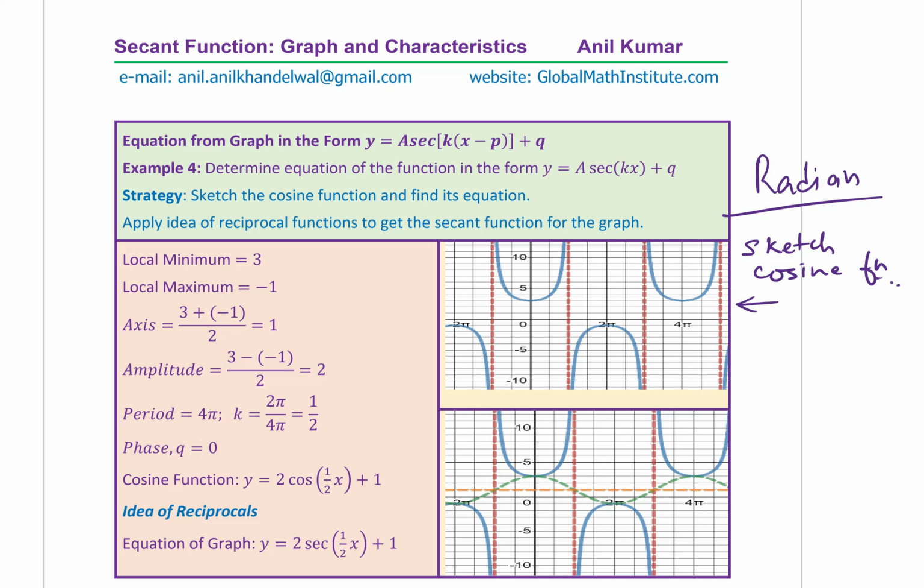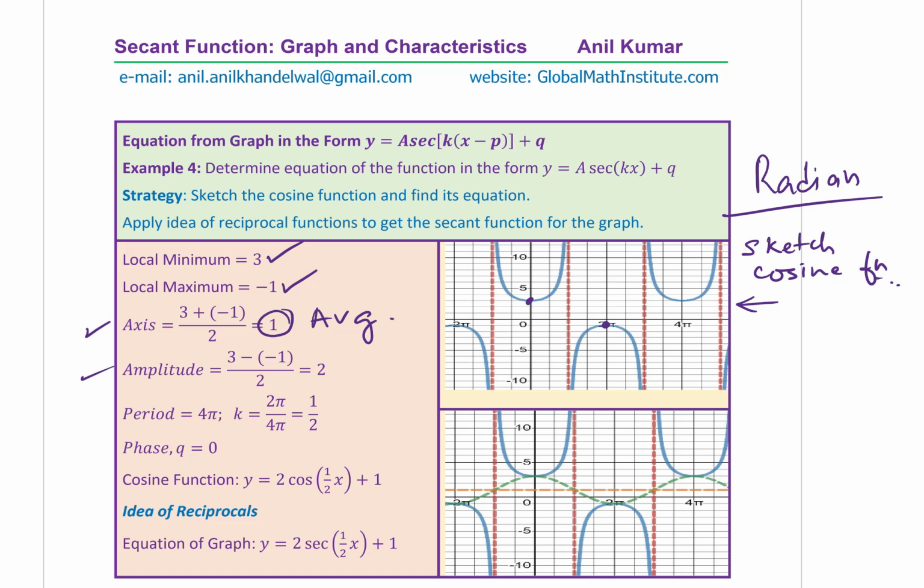Once you sketch a cosine function, you get this equation and then you get the secant equation also. For that, we'll look into the local maximum and the local minimum. The value of local maximum here is 3. Local minimum is -1. Then find the axis, which is the average value. Add them, divide by 2. You get a value of 1.